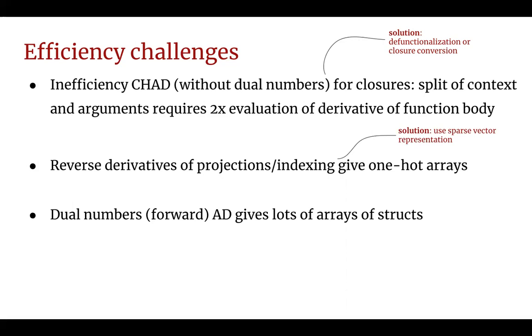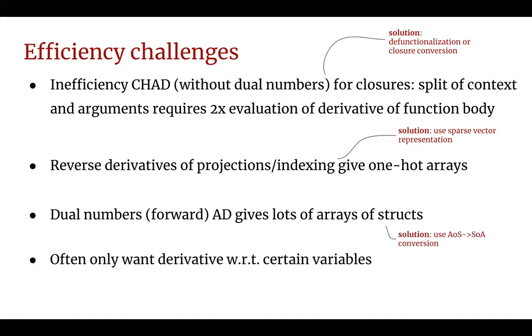Then thirdly, working with dual numbers AD gives rise to a lot of arrays of structs. And to make that efficient, what people have done and what you should do is do array of structs to struct of arrays conversion under the hood. And that's what we do. But that is important to make dual numbers forward AD efficient.